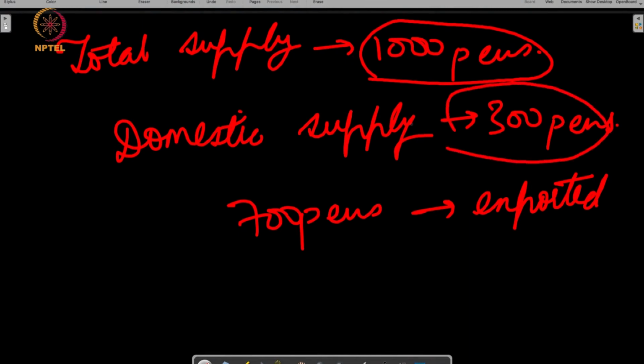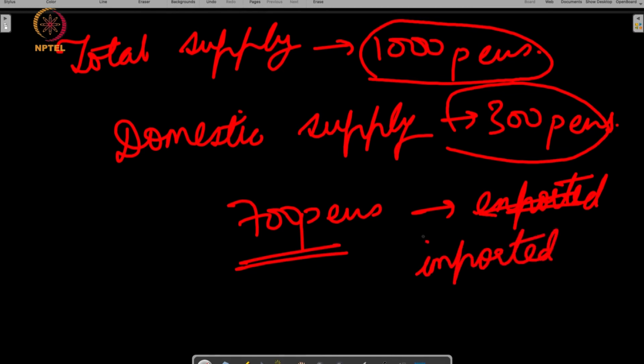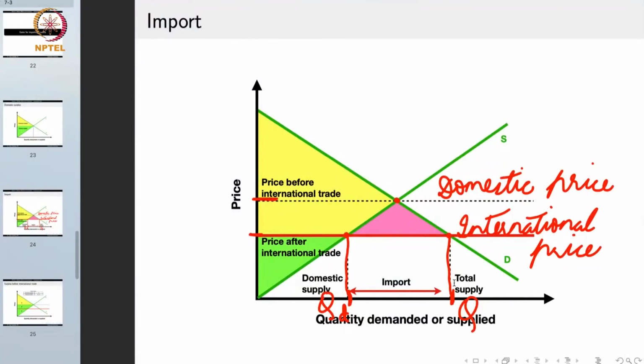Now the difference in both of these cases: total supply in the domestic market is 1000 pins, out of which only 300 are being supplied by the domestic producers. So the rest of these 700 pins will in this case be imported. So this difference between Q and QD is telling us the amount of import in this particular case.